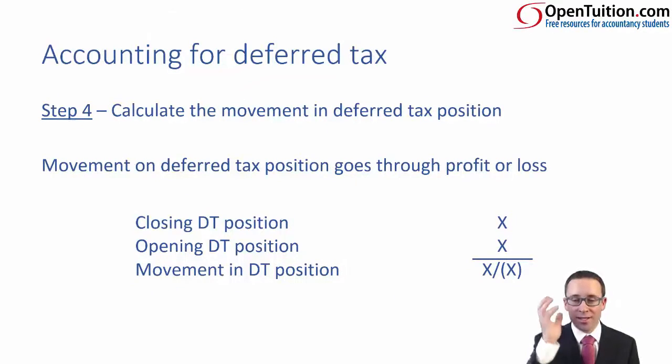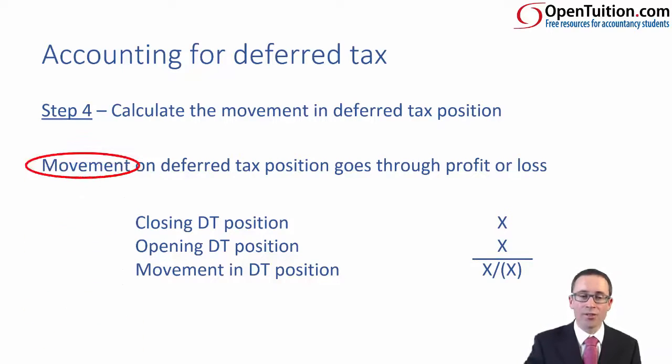Step number 4, that's the key bit. Step 3 gave us the liability or the asset on the SFP. Step 4 is all about the movement. I can't emphasize how important it is. I will circle it: movement. The movement on deferred tax position goes through profit or loss. So you need to look at the opening position, the closing position, and see whether that is an increase or a decrease in a deferred tax liability or a deferred tax asset.